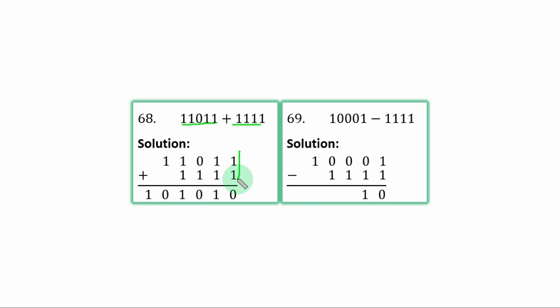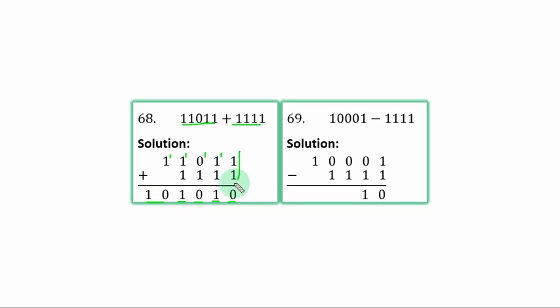So you add. In base 2, 1 plus 1 is 10. You put down 0, you carry 1. In base 2, 1 plus 1 plus 1 is 11. Put that 1, you carry 1. If you add again, you have 10. Put down 0, you carry 1. If you add, you have 11. Put that 1, you carry 1. If you add, you have 10. That's the 10 that you have here. So you have 1 0 1 0 1 0.